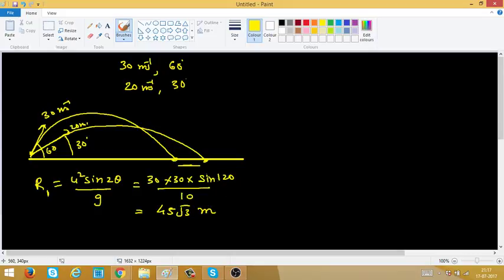Just for your information, what will be sine 120? Sine 120 will be sine of 180 minus 60. In the second quadrant, sine is positive, so sine 60, and sine 60 is root 3 by 2. So for this, I'll get root 3 by 2, and if I solve it further, I'll get 45 by root 3 meter. As far as R2 is concerned, again I'll use the same formula, u square sine 2 theta.